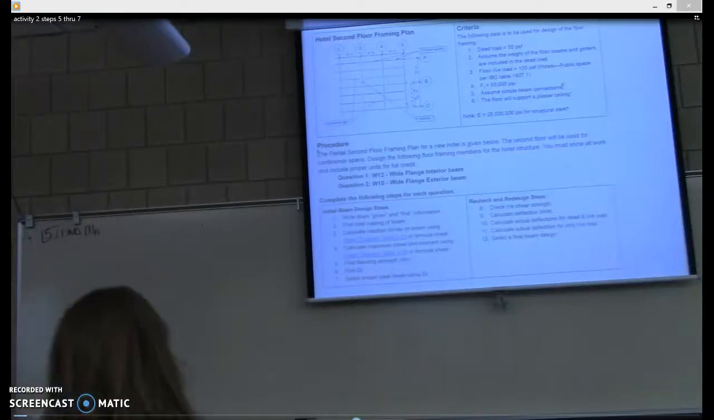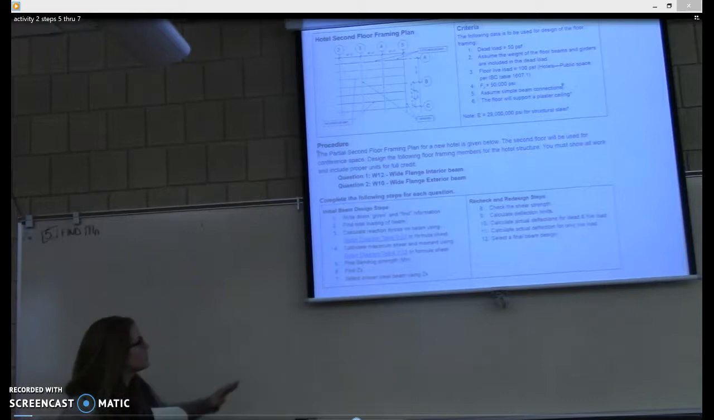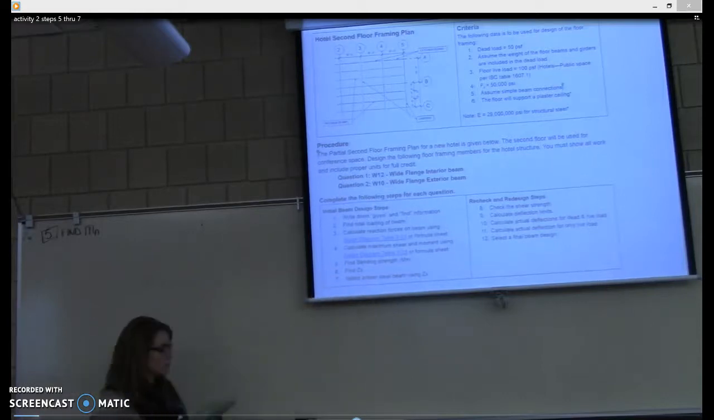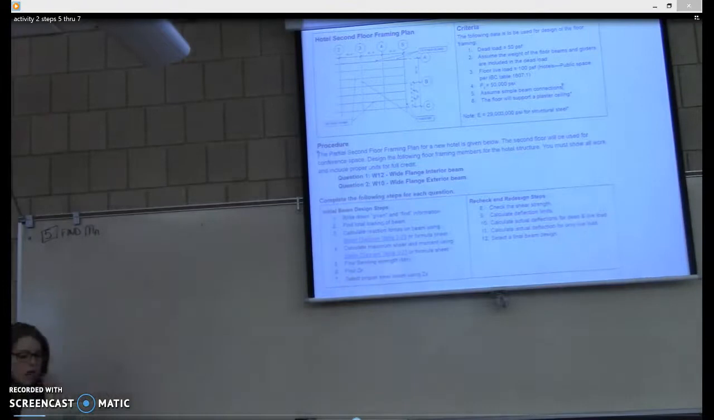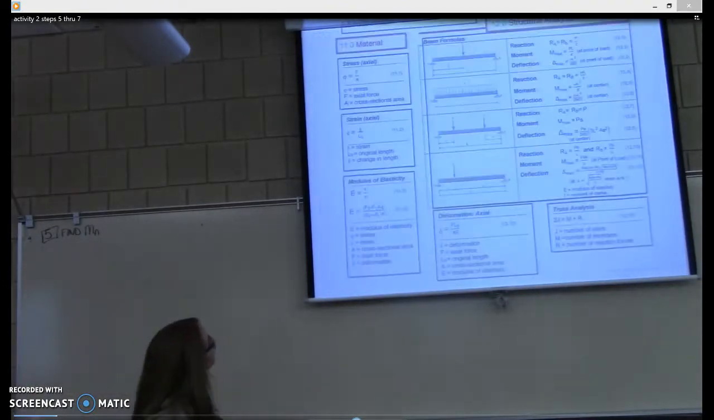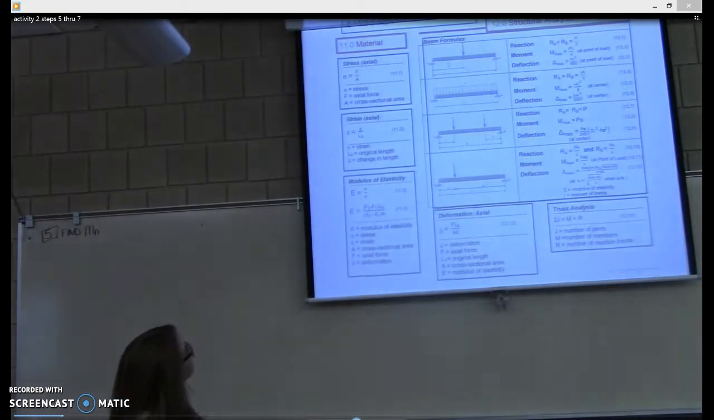So what we are going to do in this video is steps 5 through 7. We need to find the bending strength Mn, find Zx, and then select the appropriate steel beam using Zx. So step 5, to start us off, we need to find Mn.